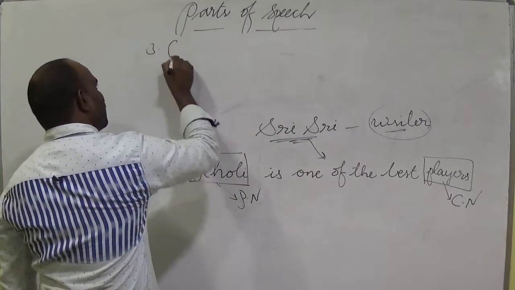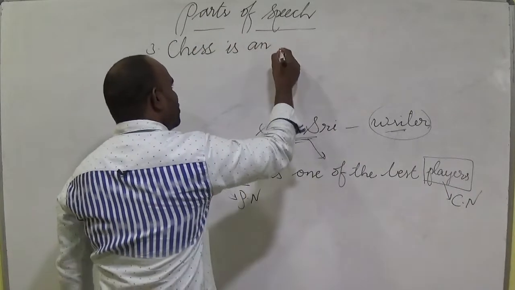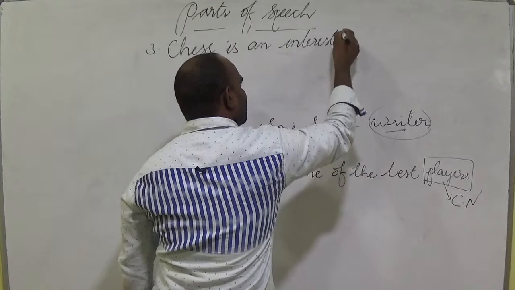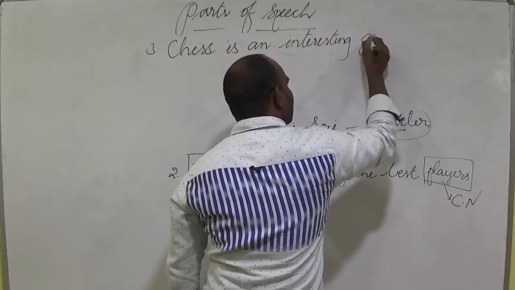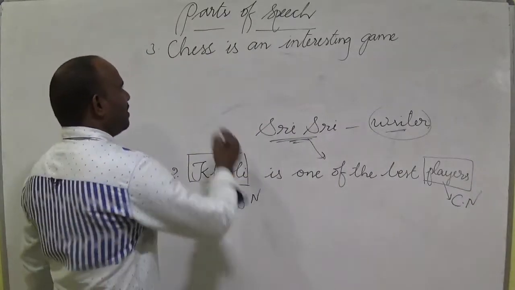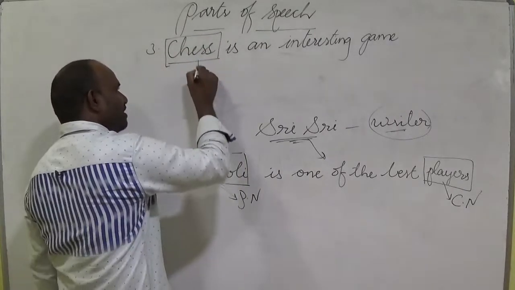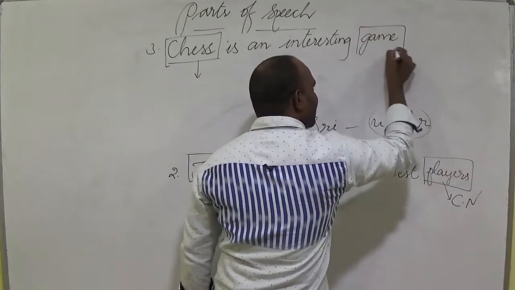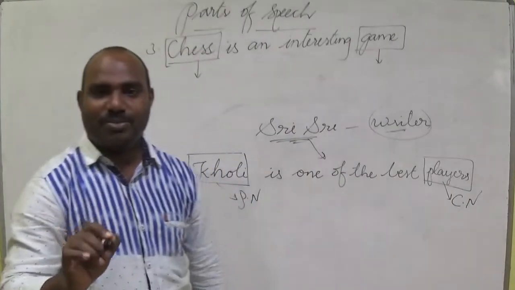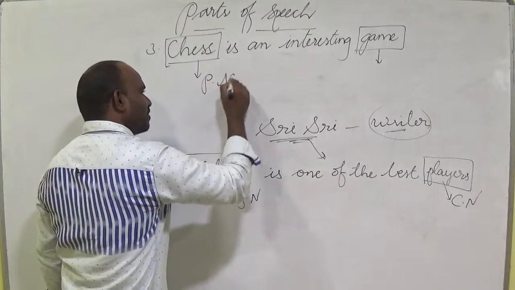Third example. Chess is an interesting game. Here we have two nouns. One is chess and the second one is game. Here chess is a particular or specific name of a game, or of course a sport. So this is called a proper noun.